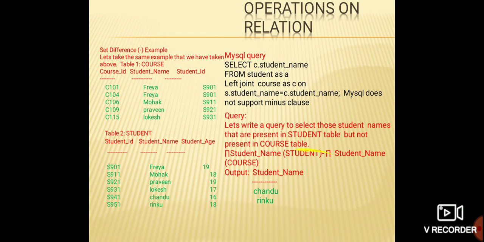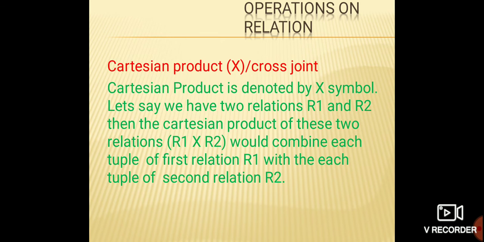Next is Cartesian product or cross join. Cartesian product is denoted by the X symbol. It is used to join two tables or cross join two tables, that is, table R1 and R2. Let's say we have two relations R1 and R2, then the Cartesian product of these two relations will combine each tuple of the first relation R1 with each tuple of the second relation R2. It will combine all of R1 with all of R2.